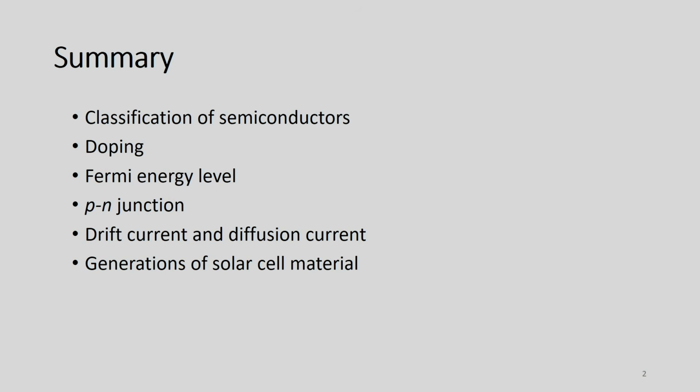Dear students, today we will learn performance analysis of solar cell. Before we start today's discussion, let us summarize what we have discussed in the last class. We have discussed classification of semiconductors, doping, Fermi energy level, p-n junction, drift current and diffusion current, and generations of solar PV materials. Of course, we have studied the working principle of a solar cell.